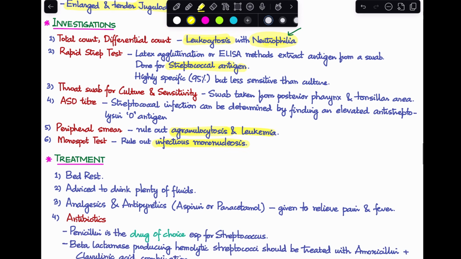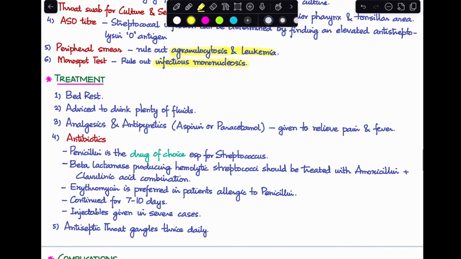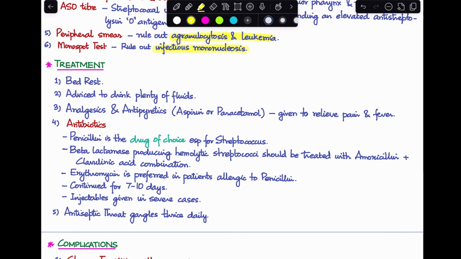And lastly, let's also talk about what is the treatment that we'll give to the patient. So first of all, the patient needs a lot of bed rest and has to drink a lot of fluids. Most of the time they'll be very dehydrated, so a lot of fluids is required even though they'll have difficulty in swallowing. Then we'll have to treat the pain and the fever of the patient. So we'll give them analgesics and antipyretics like paracetamol and aspirin.